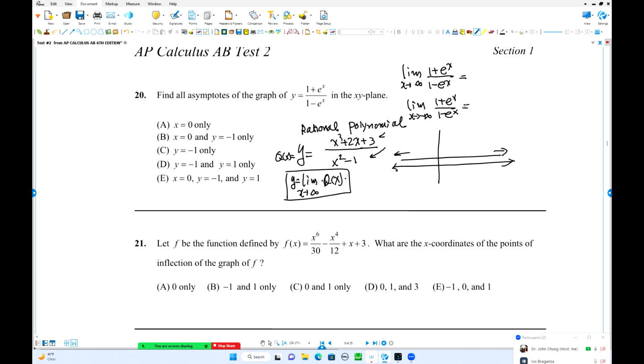Now check it out, x goes to infinity. The shortcut is what? The 1 is nothing next to e to the x, so just e to the x over negative e to the x. How much? Negative 1, isn't it? So y equals negative 1. At the end of the graph, the approach is negative 1.